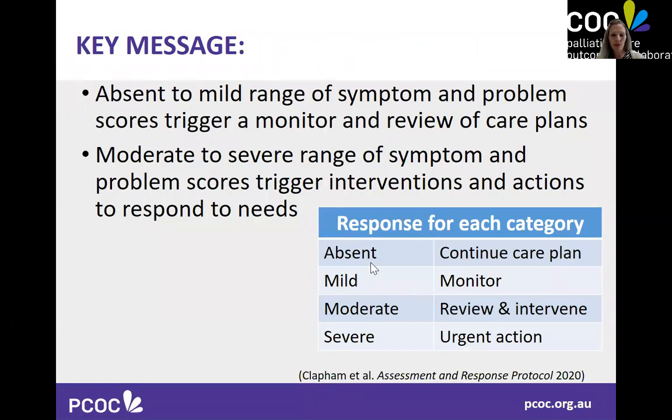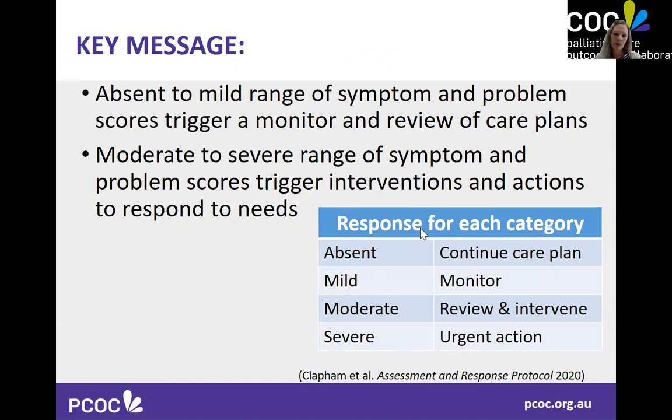And here are some key messages. These come from our assessment and response protocol. So essentially there are 2 recommendations. With the absent to mild range of symptoms and problems, so in the PCPSS, that's 0 and 1, your response is to monitor and review care plans. In the moderate to severe range of symptom and problem scores, so that's 2 and 3 in the PCPSS, that triggers a set of interventions and actions to respond to those identified needs.